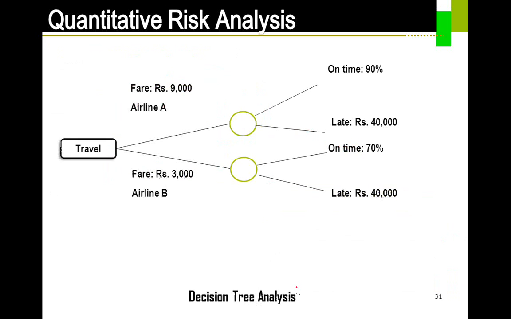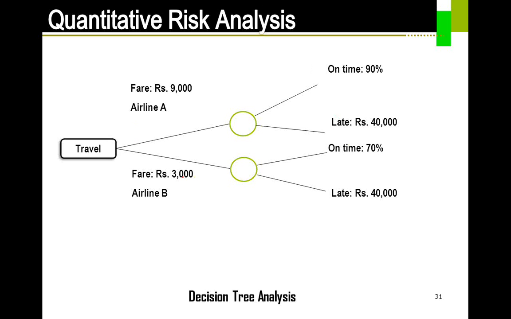To quickly take you through, there is one more thing called quantitative risk analysis. I'm not going to spend much time here because I need to spend a lot of time on the risk responses. So you have an option to take 2 airplanes. One costs you around 9,000 rupees, and on time is 90%. If you are late to that particular city, let's say you are going from Bangalore to Pune, you end up losing around 40,000.